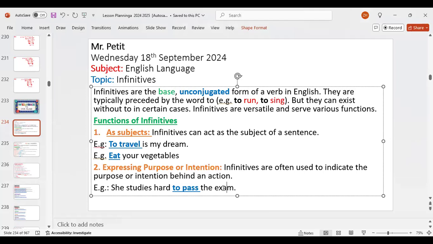So I want you inside the chat to give me a sentence where you have an infinitive that is used to tell the purpose, right? The purpose. So I want you to write a sentence where your infinitive tells me the purpose or the reason why someone does something or why you do something.